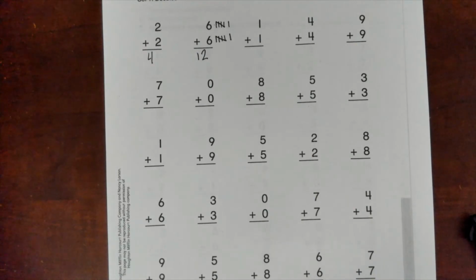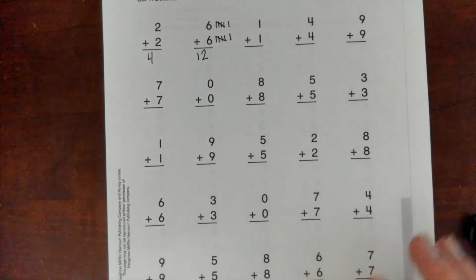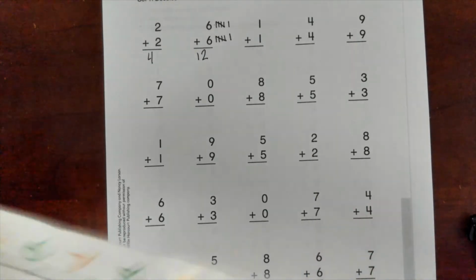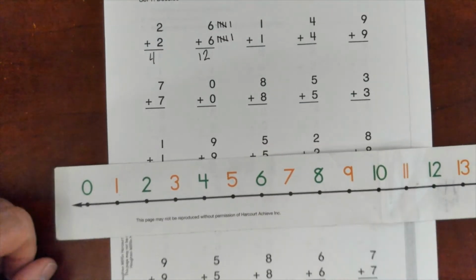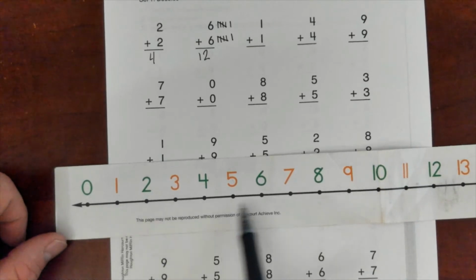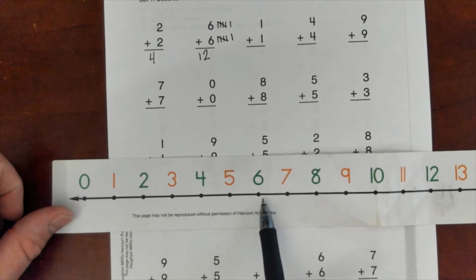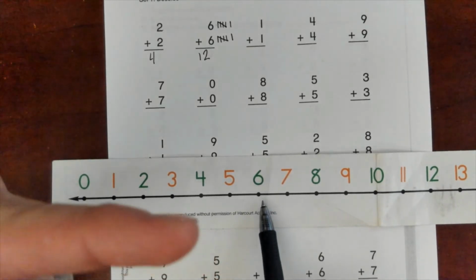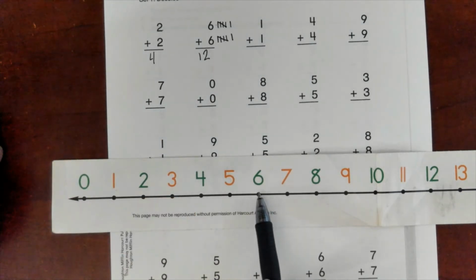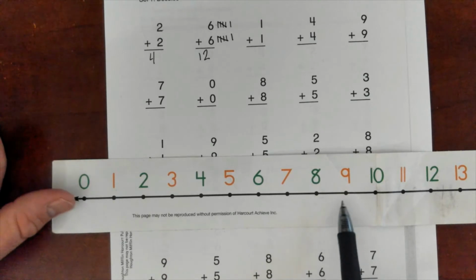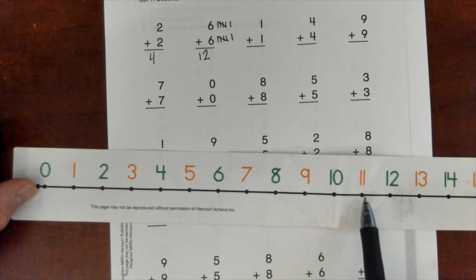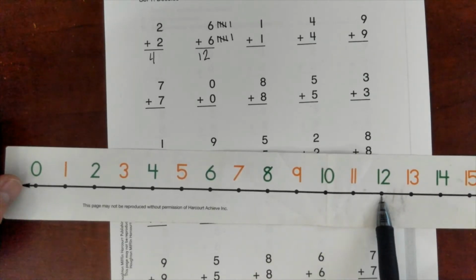but you have one of the number lines that I gave you in this packet, what you could do is look at the number 6 on the number line and then move over that way 6 spots. So we're at 6. 1, 2, 3, 4, 5, 6.